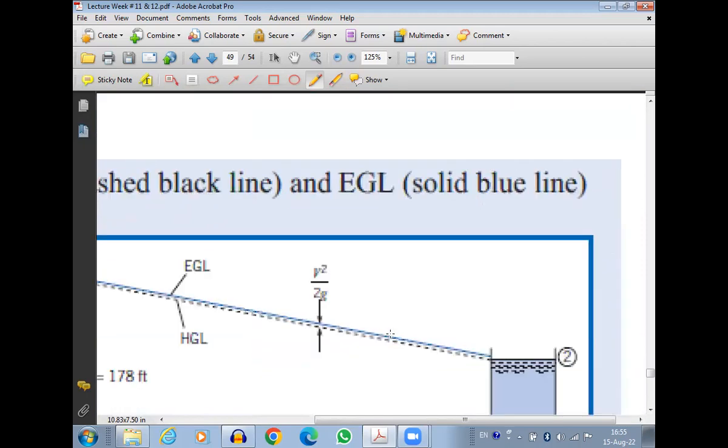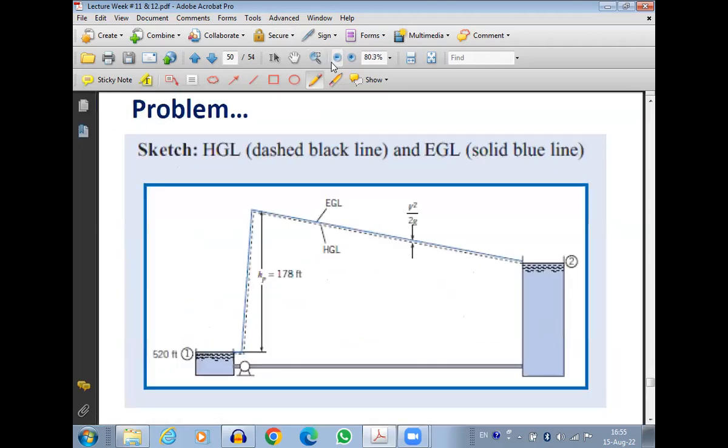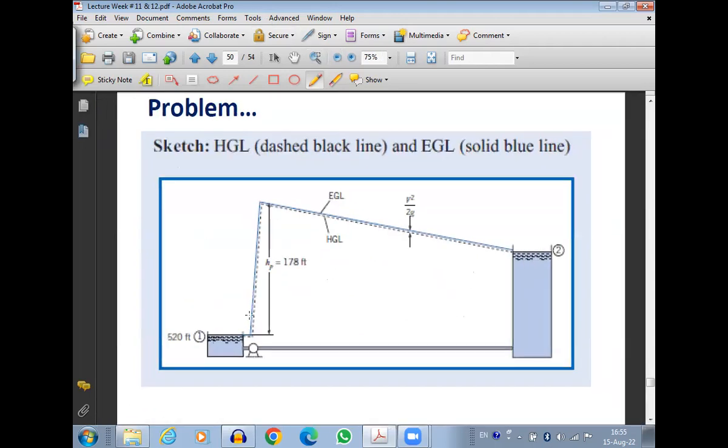If we want to draw the HGL and EGL, these are the two points where the velocities are zero. So the HGL and EGL will be just the top of these reservoirs, points 1 and 2. Then we have a velocity throughout the pipe, so we'll have a difference between HGL and EGL. There will be a little difference between HGL and EGL, and this difference will be equal to V squared upon 2g.